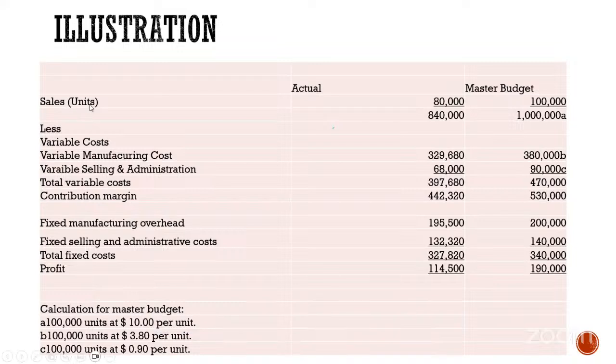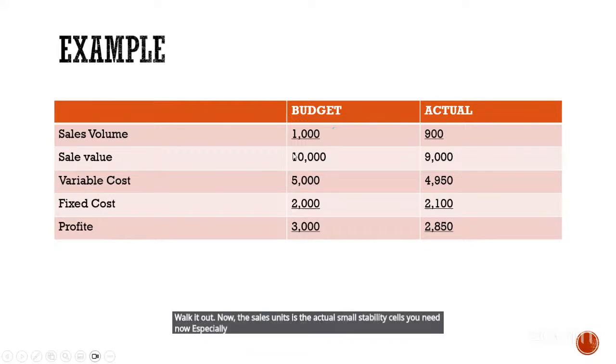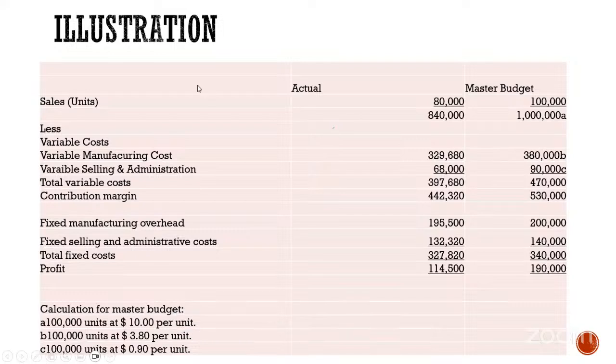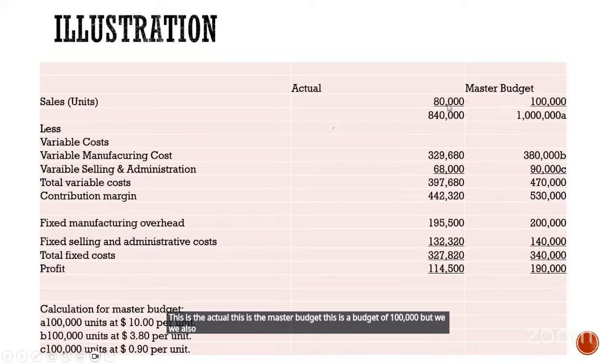Now, this is the sales unit. The actual sales unit is 80,000 against a master budget of 100,000. This is the actual, this is the master budget. We budgeted that our sales value will be 1 million, and we got 840,000.